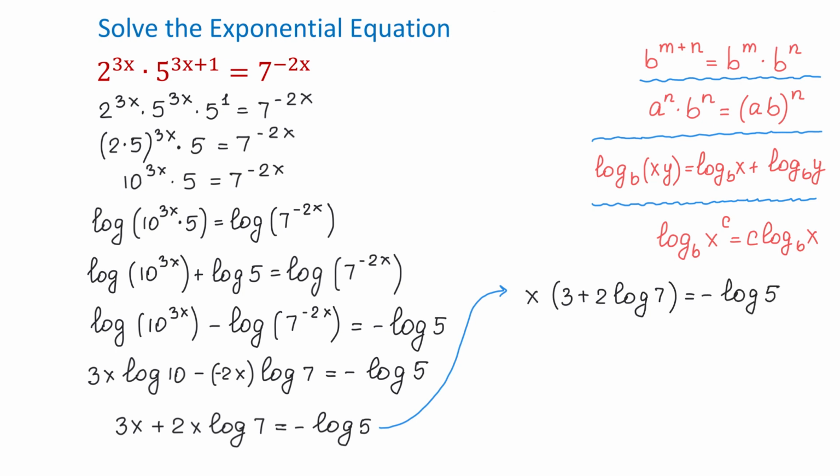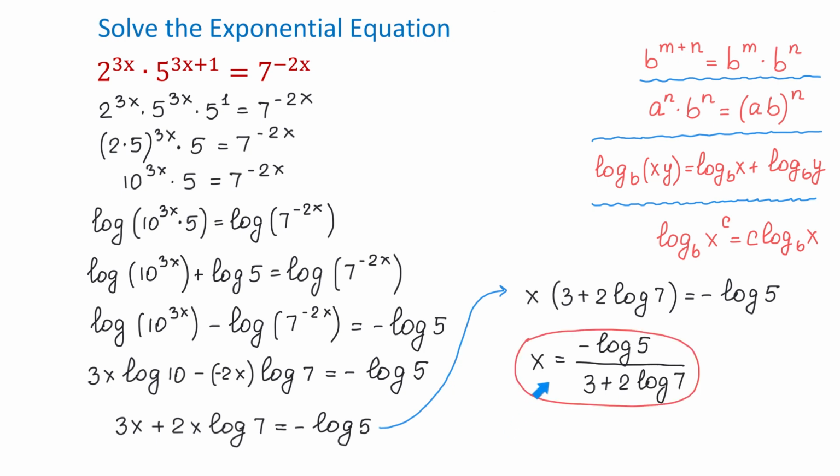And now to get x alone, we will divide both sides by 3 plus 2 log of 7. Then x will be equal to negative log of 5 over 3 plus 2 log of 7. This is an exact value of x, and if we want to approximate it, then we will use a calculator.